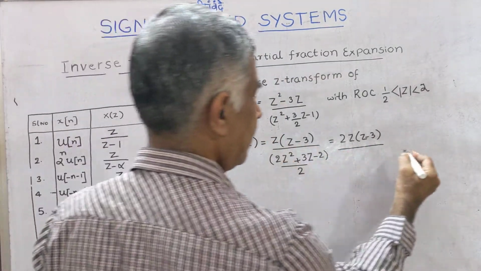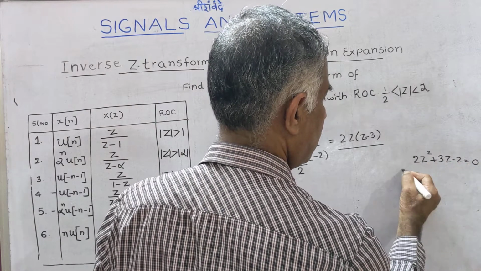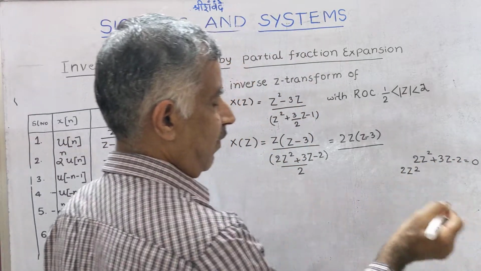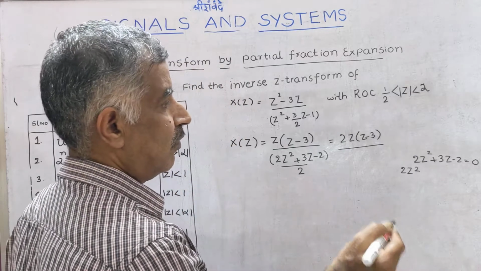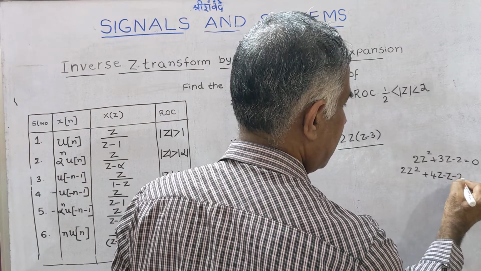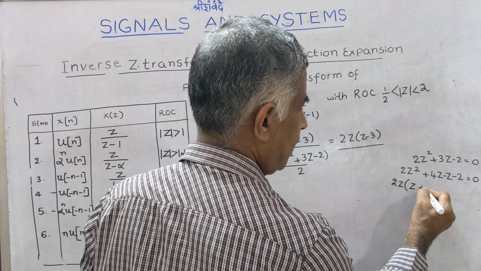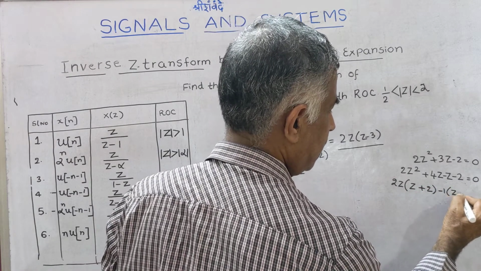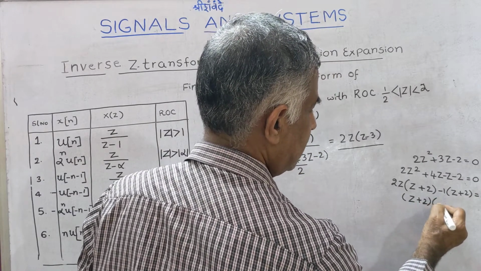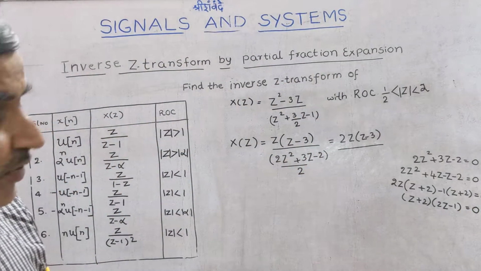now factorize this: 2Z square plus 3Z minus 2 equal to 0. 2 into 2 is 4, so the factors of 4 are 4 minus 1, 3, therefore 4Z minus 2 equal to 0, 2Z is equal to Z plus 2 minus 1 into Z plus 2 equal to 0. Therefore, the two factors are Z plus 2 and 2Z minus 1.